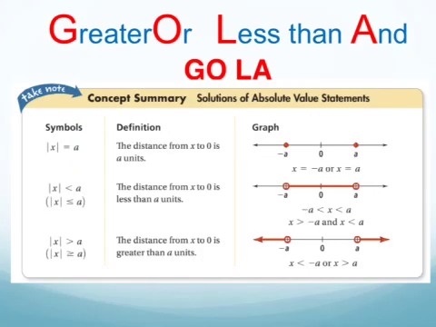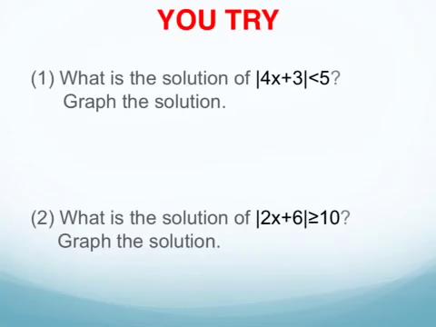So here's a little summary of the different types of solutions whenever we have absolute value statements. If I have a less than inequality, it's going to become an AND compound inequality. If I have a greater than inequality, it's going to become an OR compound inequality. One way to help you remember this: greater absolute value inequalities are OR, less than inequalities are AND, or you can remember the acronym GO LA. So GO, greater is OR, LA, less than is AND. So give these a try and make sure that you graph each of your solutions.